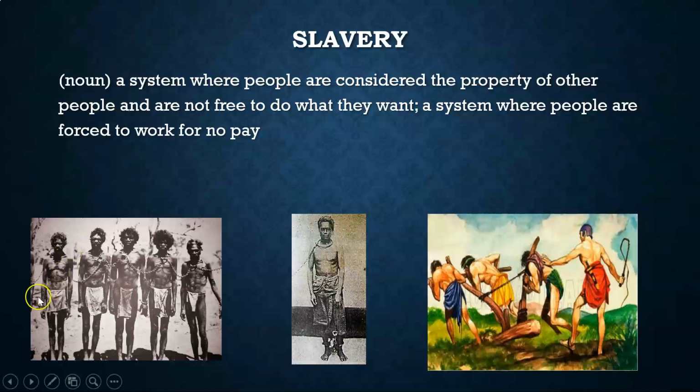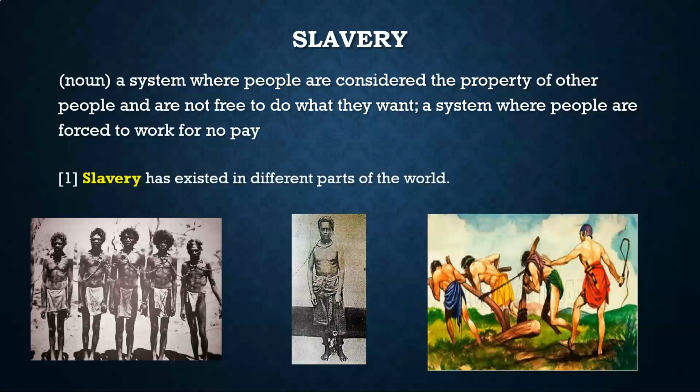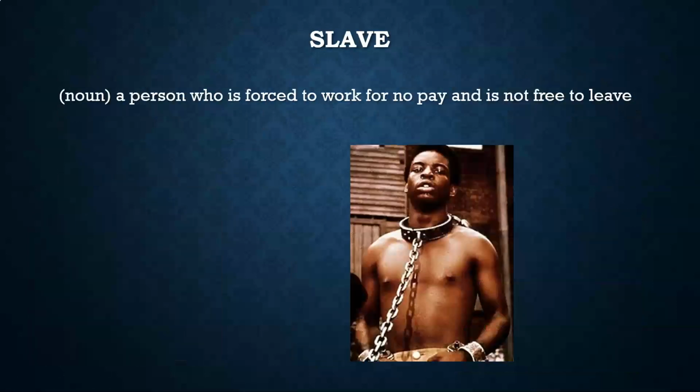So you can see in this picture, these men are being held in chains. They don't want to be here, they have to be here. This man, they've put a chain around his neck. And in this case, these people are being forced to work. This situation is slavery. Slavery has existed in different parts of the world.